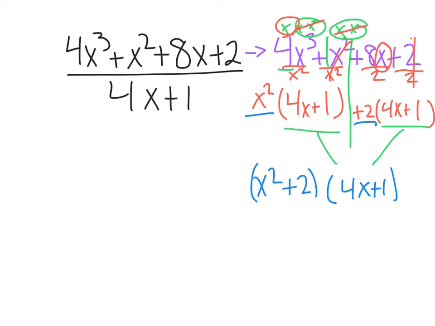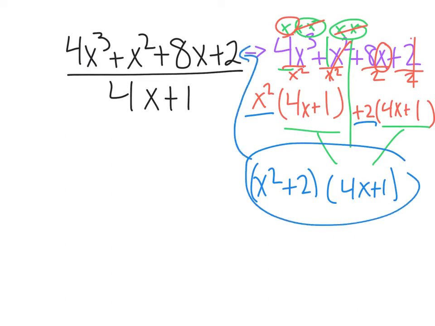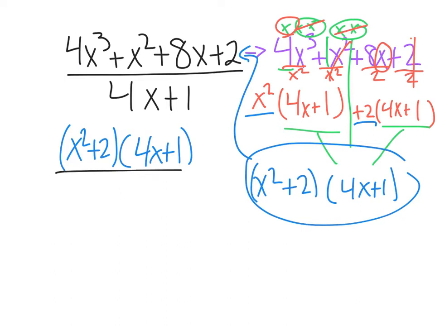Perfect. So now we're going to take what we now have and replace what's on top. We are replacing the polynomial with its factored form because we just factored it out. So when we do this, we'll have x squared plus 2 and the 4x plus 1 on top, with the bottom still being 4x plus 1.